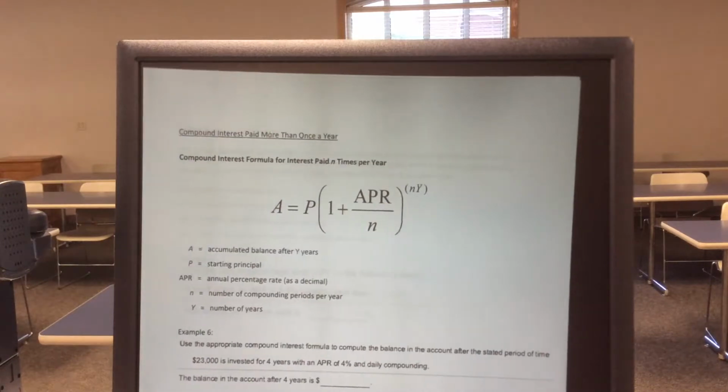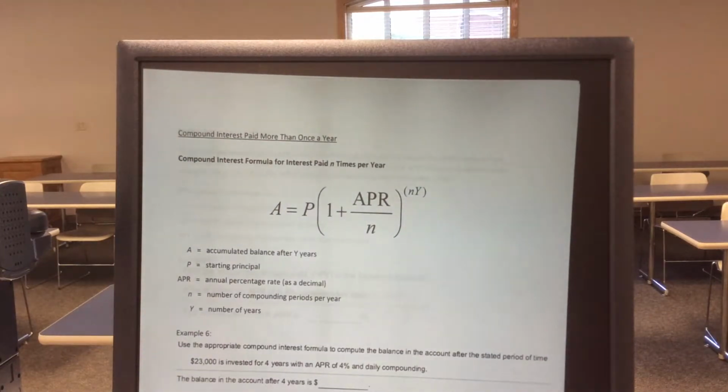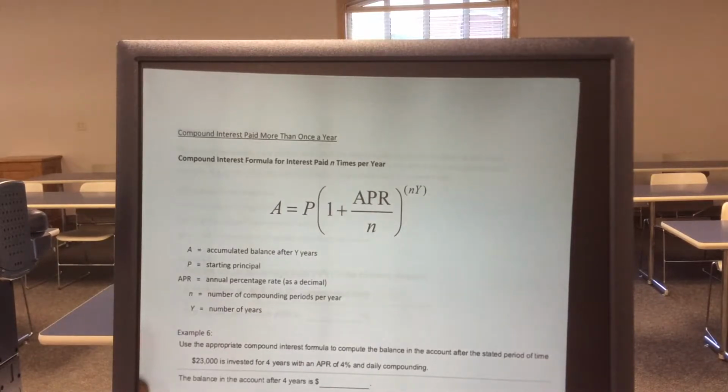Now let's look at compound interest that is paid more than once a year. In this case here, we're going to use a different formula. A is equal to P times the quantity 1 plus APR divided by N, raised to the N times Y power. In this case, your accumulated balance would be your A after Y years. P is the starting principal. APR is the annual percentage rate as a decimal. N is the number of compoundings per year. And Y is the number of years.